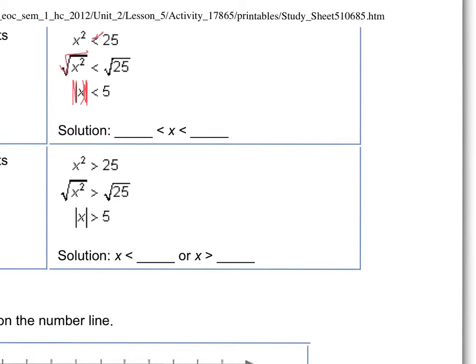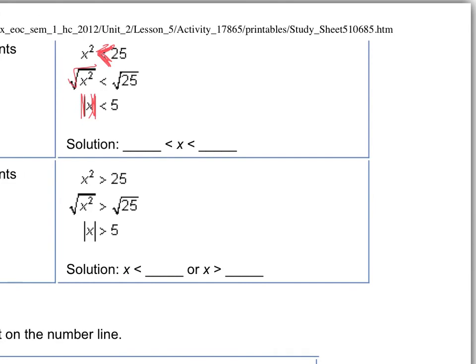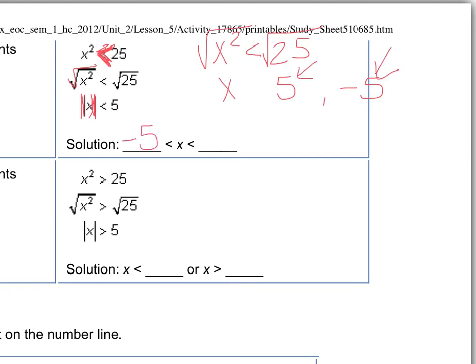If the symbol is a less than, you have a problem like this, x squared less than a number. If the symbol is a less than, then your answer will be like this. You go ahead and you take the square root of 25. So I'm going to rewrite this. The square root of 25 is 5 and negative 5. Remember, there's always 2. Always 2. You always write the negative one first. You always write the positive one second. Always. And this is your answer.